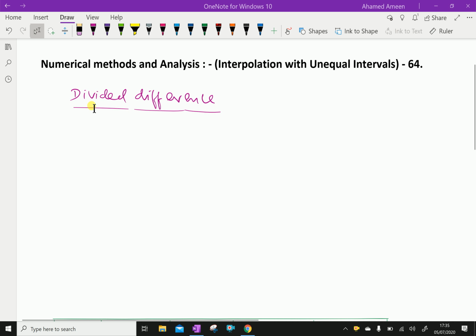Welcome to aminacademy.com. In numerical methods and analysis, we discuss interpolation with unequal intervals. Before that, we have to discuss divided difference.